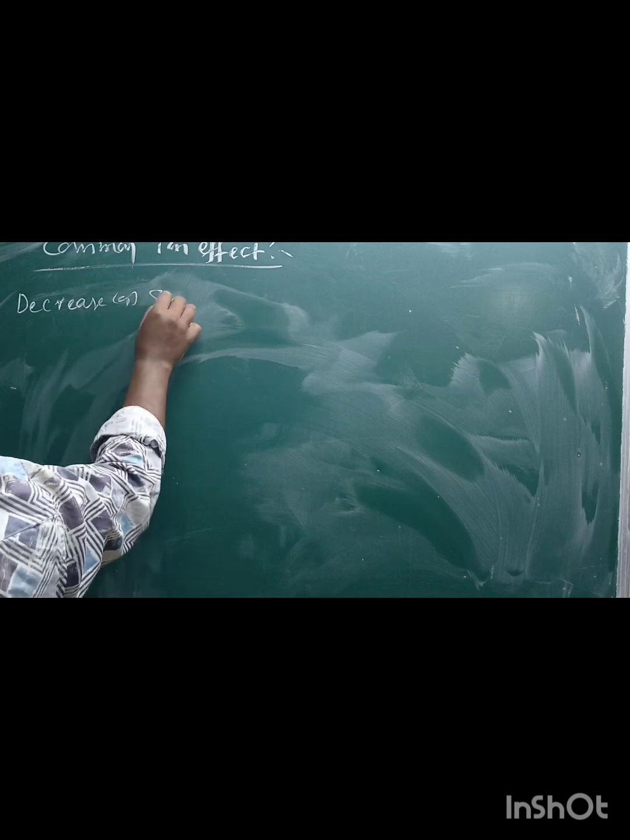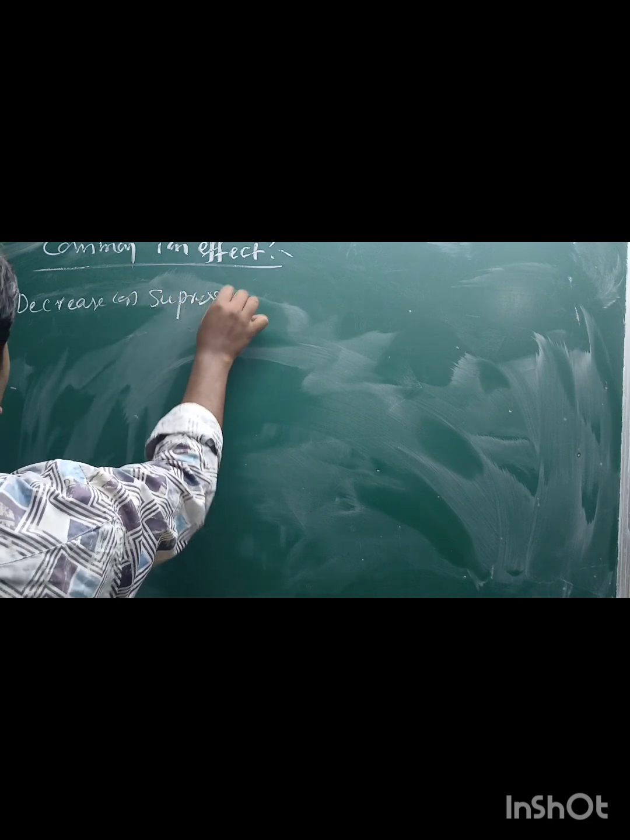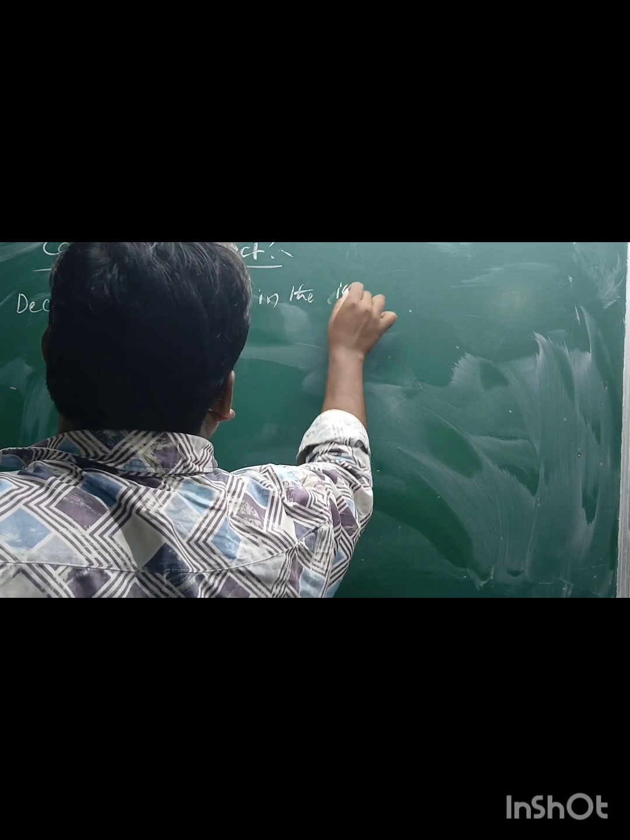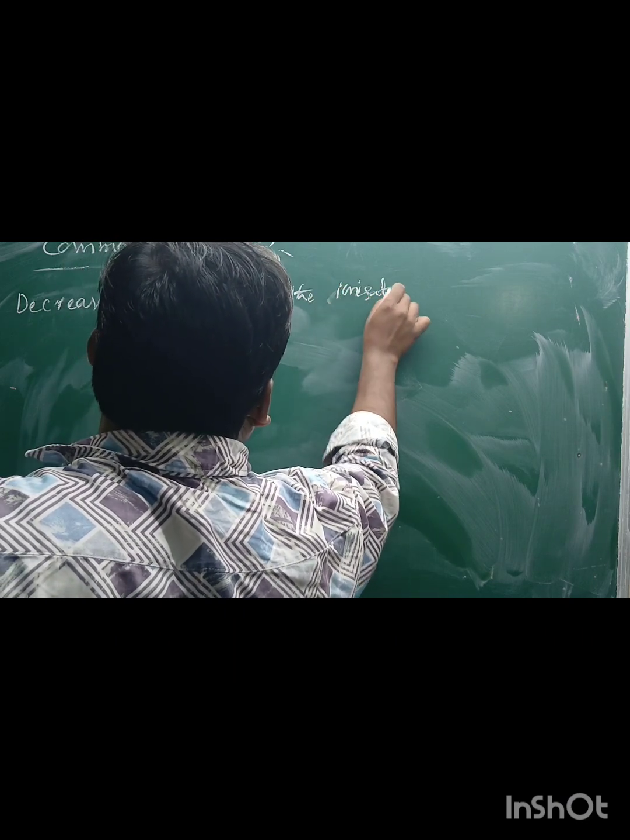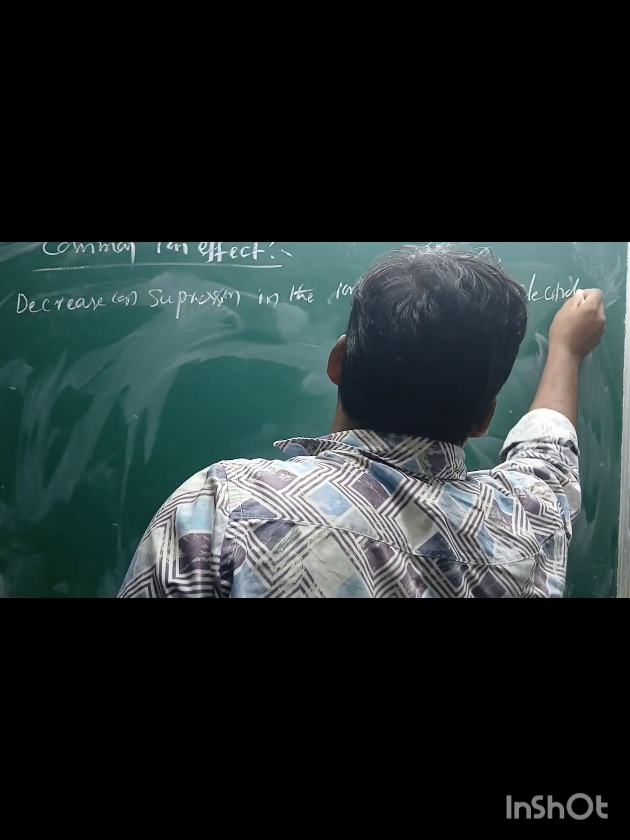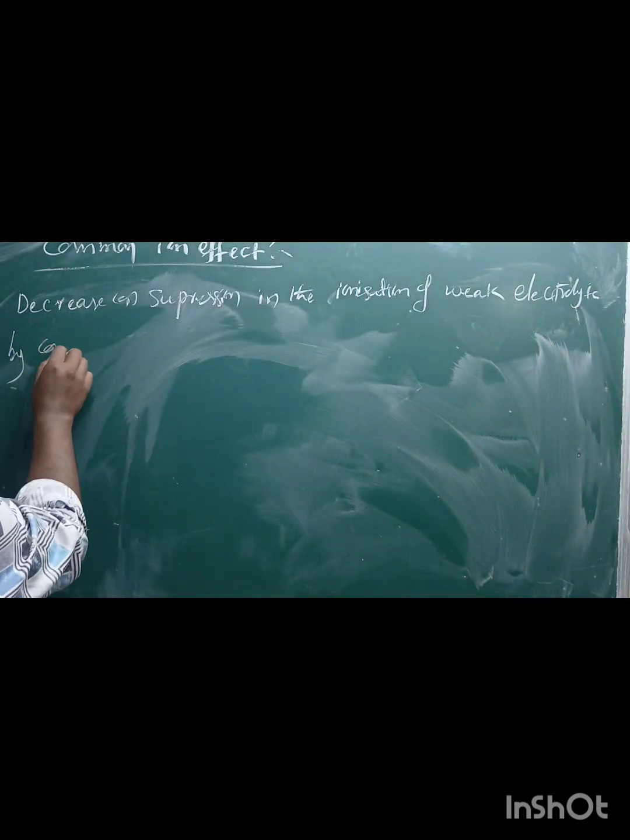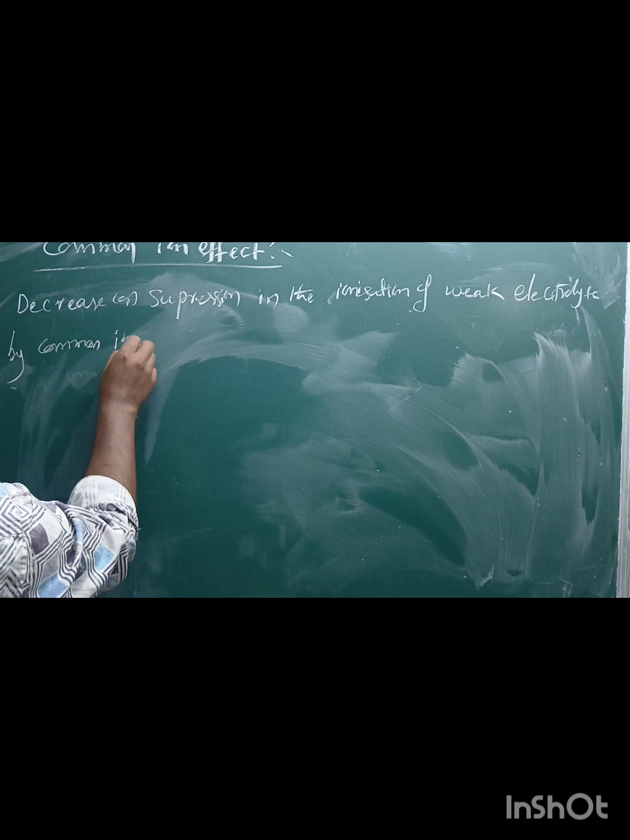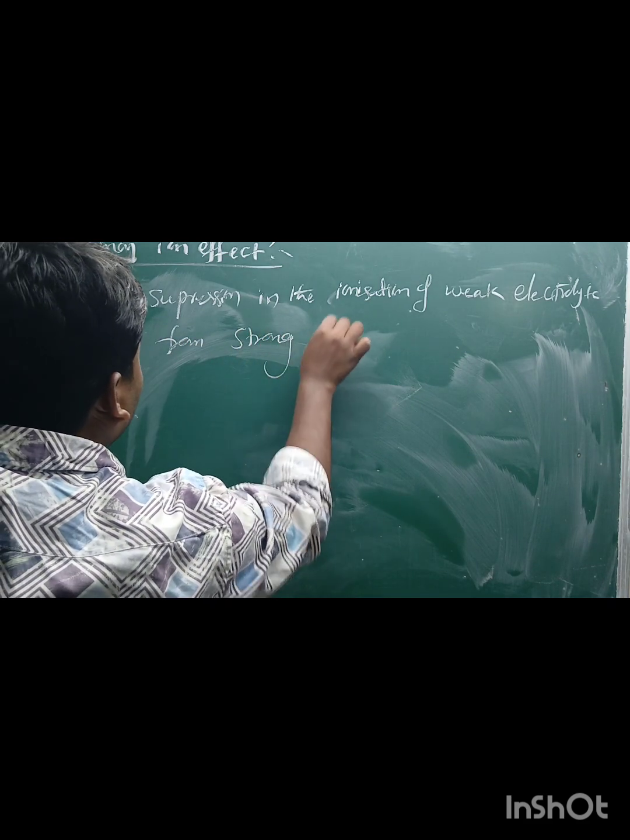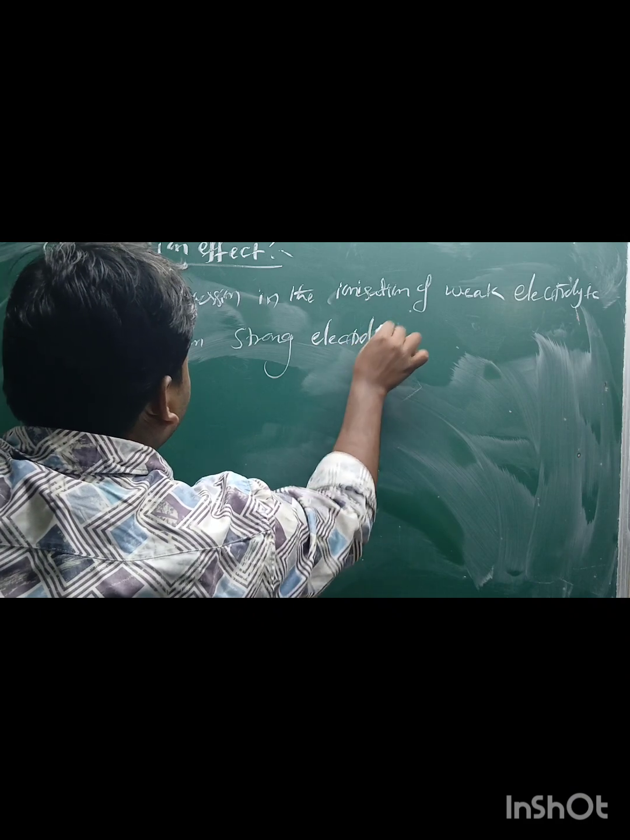Decrease or suppression in the ionization of a weak electrolyte by the common ion from a strong electrolyte is called common ion effect.